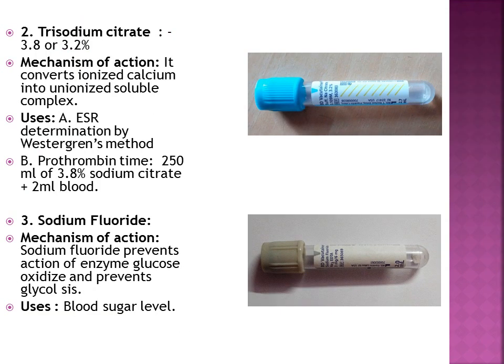Second is trisodium citrate, 3.8 to 3.2%. Its mechanism is mainly that it converts ionized calcium into unionized, and because of that the calcium is not available for blood clotting. Uses are mainly ESR by the Westergren method and prothrombin time, or blood coagulation tests like PT, PTT, APTT, etc.